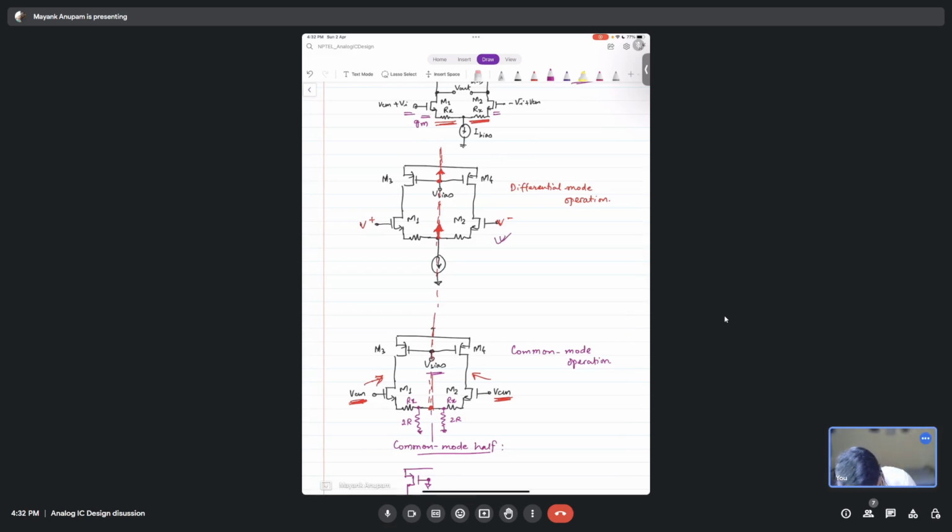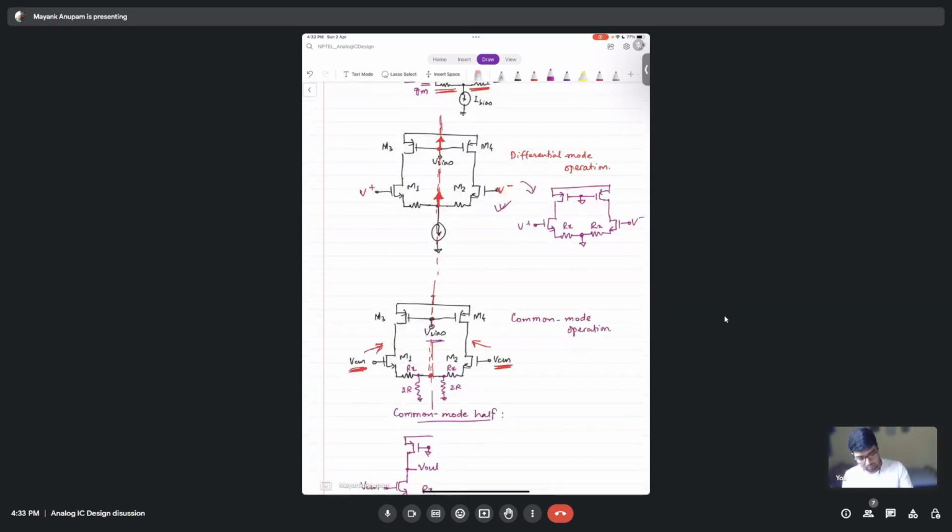Now for differential mode operation, how will it look? It will look something like this. You simply put everything there, but put a ground at the necessary places. So this will be grounded. Moreover, this here is RX. This will be grounded here. We have RX again, and this will look something like this.